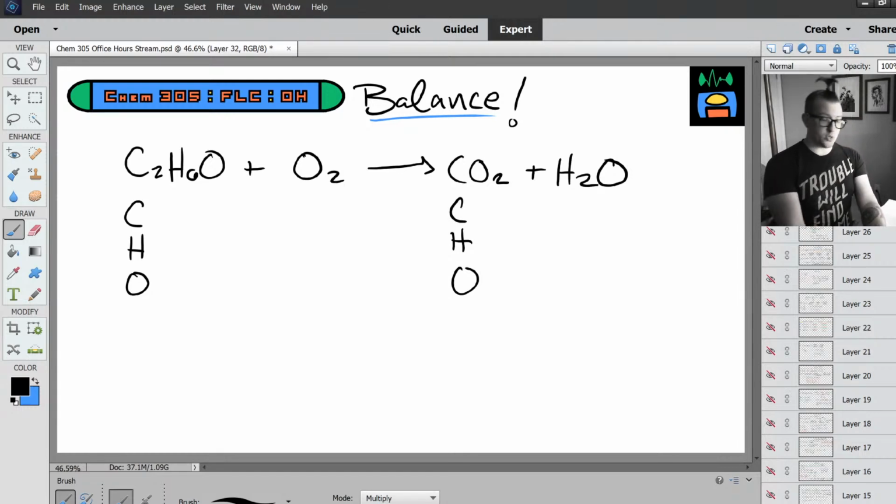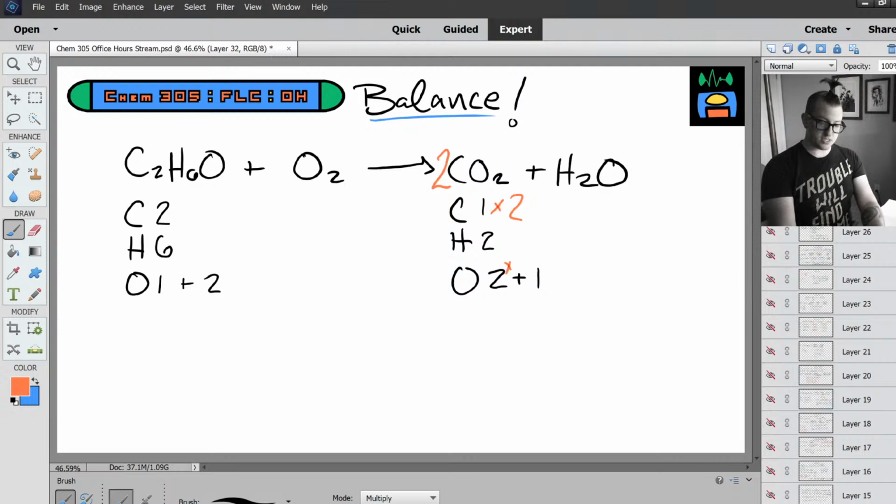Okay, so we have 2 carbon atoms, 6 hydrogen, and on our reactants side we have 1 plus 2 oxygen atoms. On the product side we have 1 carbon, 2 hydrogens, and 2 plus 1 oxygen atoms. Alright, start with what's easy. Let's multiply CO2 by 2 to balance our carbon. This balances carbon and unfortunately unbalances oxygen in the process, but it's part of life. We are used to it.